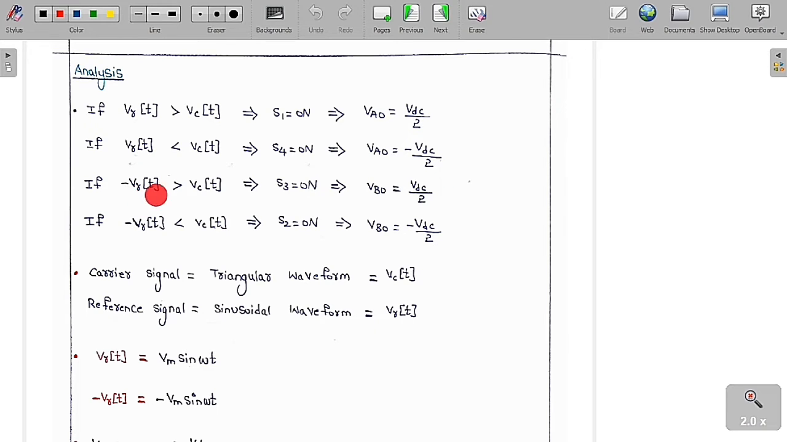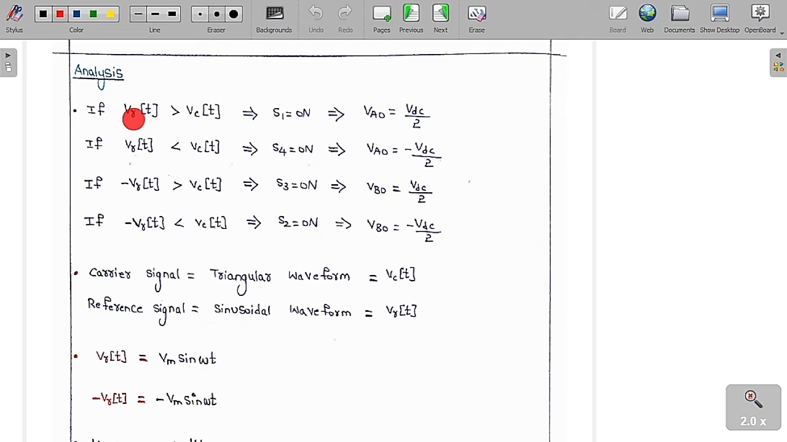If minus VR of t is greater than VC of t, then turn on S3. Therefore, VB0 is equal to VDC by 2. Similarly, if minus VR of t is less than VC of t, then turn on S2. Therefore, VB0 is equal to minus VDC by 2. These are the conditions you need to follow in order to do the switching process. Based on this, try to plot the VA0 and also the VB0. Therefore VAB is nothing but VA0 minus VB0, and you can even plot the VAB.